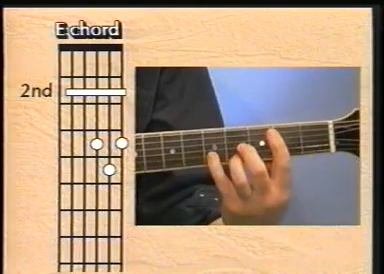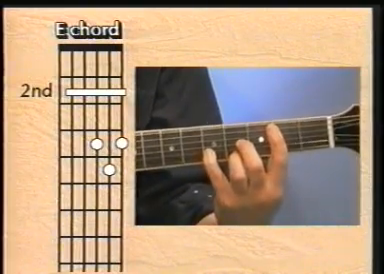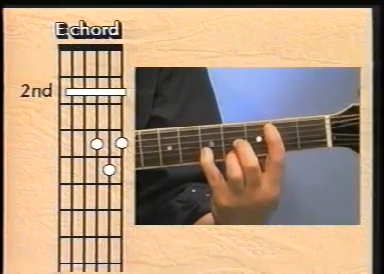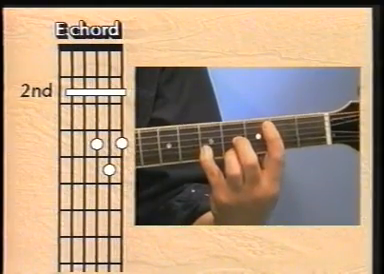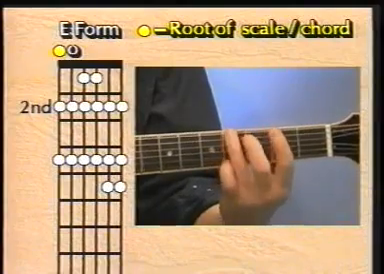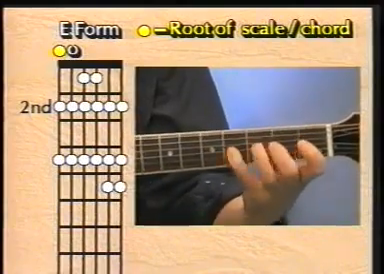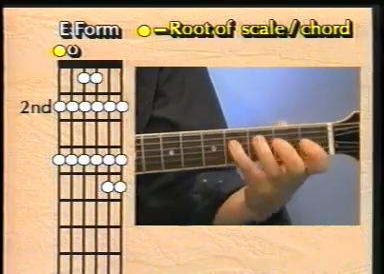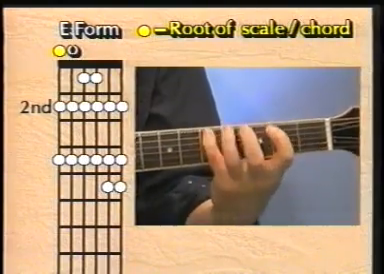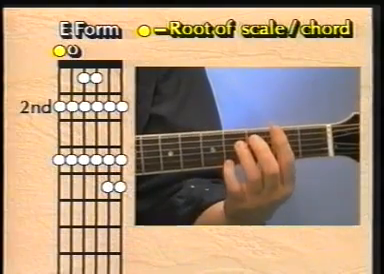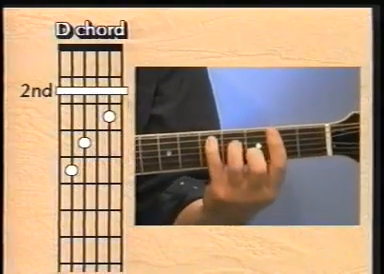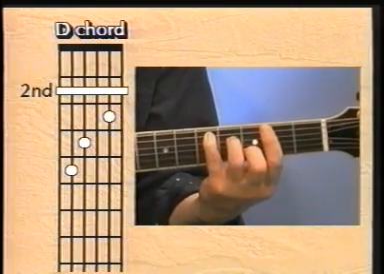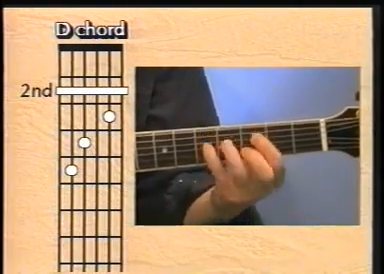The E form is based around this E shape. It's a bit like an ordinary boring D chord played at the 2nd fret, but moved up now to be an E. And finally, the D form is based around this D shape. It's really like a C major moved up.